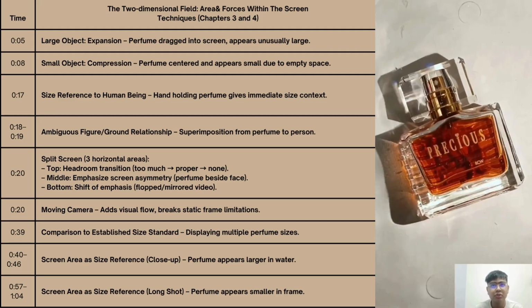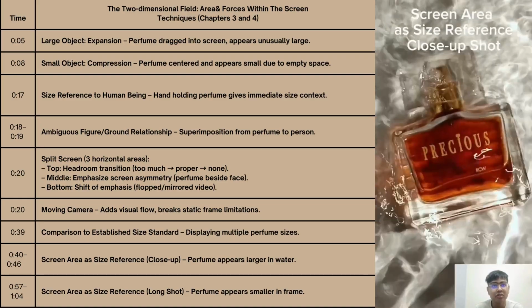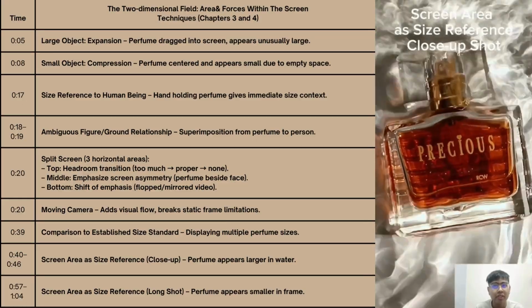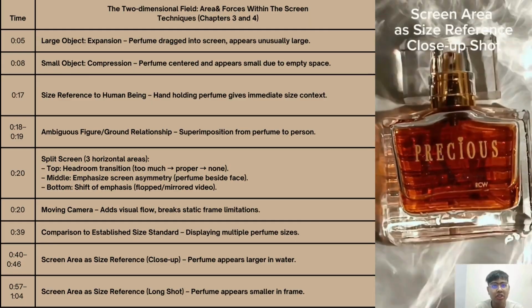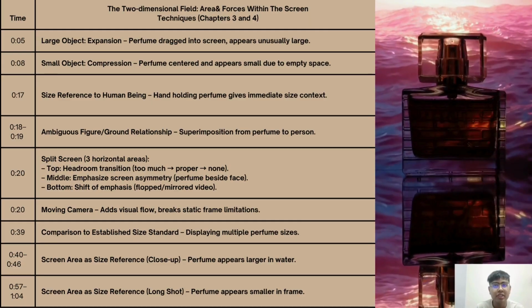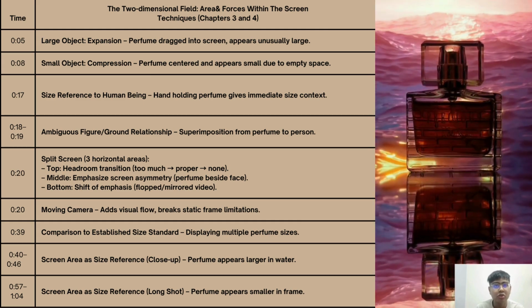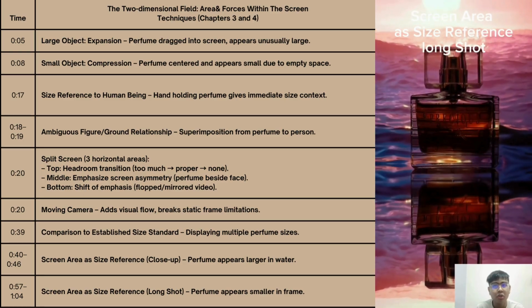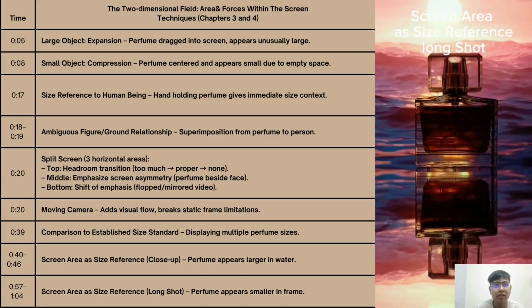From 40 to 46 seconds, I use a screen area as size reference, a close-up shot in water, where the perfume appears to grow larger as it occupies more screen space. Then from 57 seconds to 1 minute and 4 seconds, I switch to a screen area as size reference long shot, where the perfumes appear smaller due to occupying less screen area.